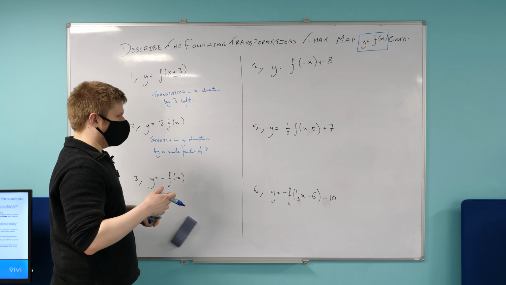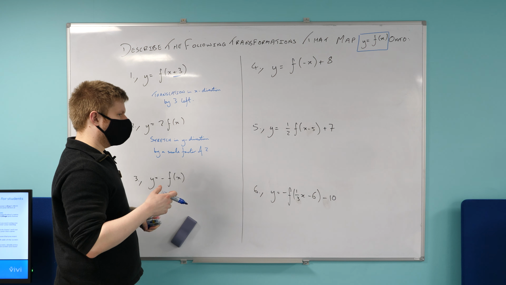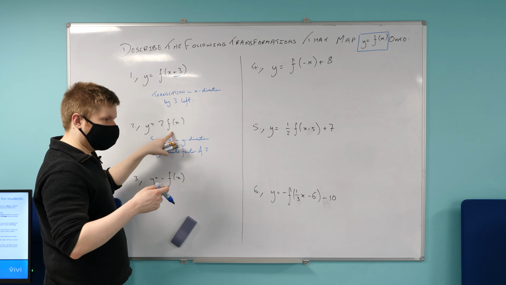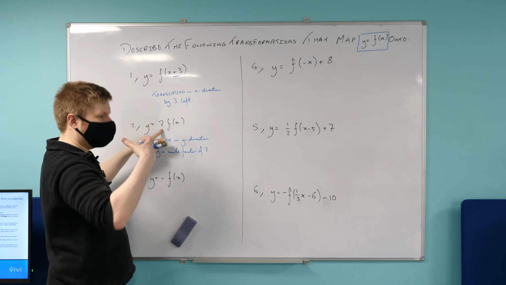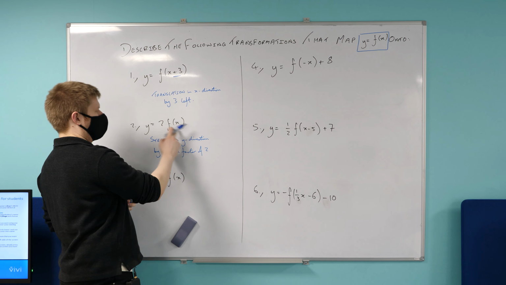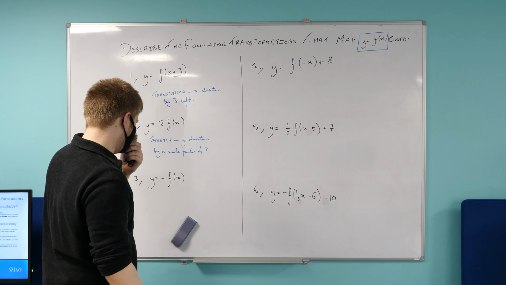How do you know it's in the y direction? Good, so you do the function first, then you multiply by 2. You've got the f of x, then you multiply that. Okay, perfect. What about this one?